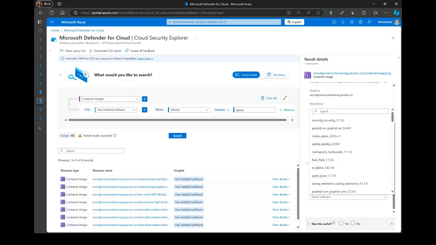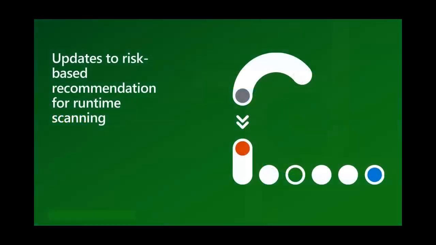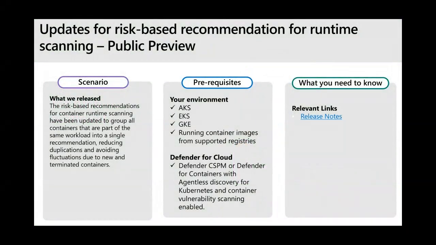And then the last thing that I want to cover here as part of these posture updates are some updates that we made in terms of how we're showing the risk-based recommendation for runtime scanning. As part of the latest updates to agentless container posture, we've updated the modeling that we're using for Kubernetes workloads. And rather than reflecting each runtime instance in the graph, we're now providing visibility that's based on the workload configuration deployed to Kubernetes.